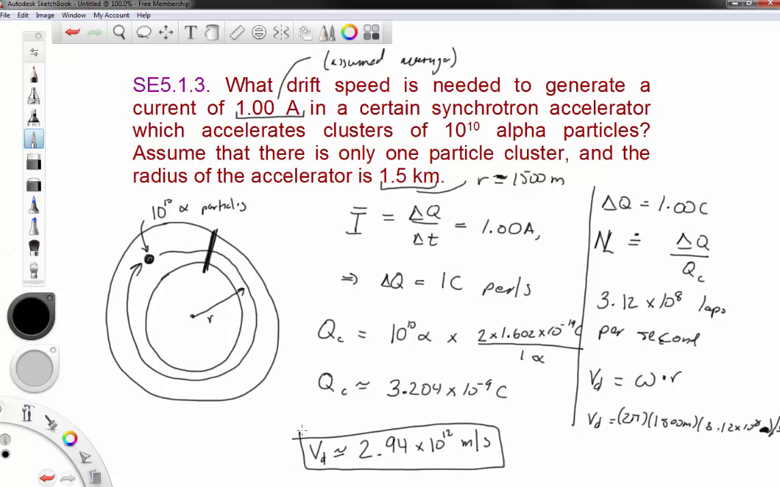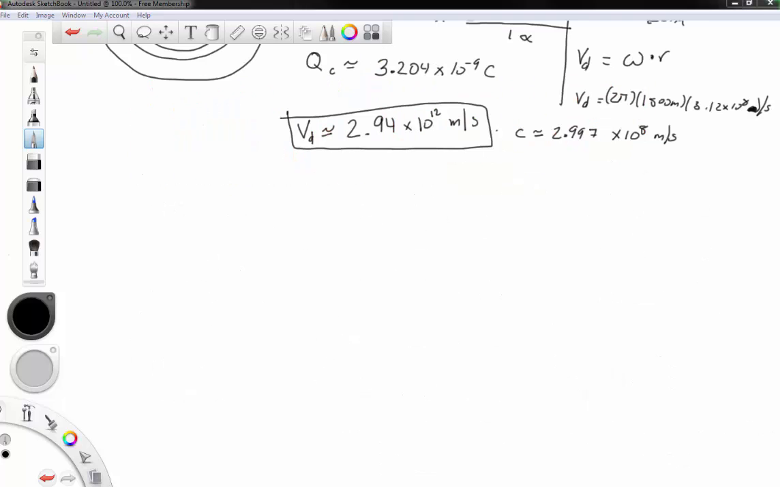So here's the thing about this speed that we just obtained. The universal speed limit, meaning the speed limit that you can't accelerate a particle to exceed by the known laws of physics, specifically by Einstein's relativity theory, is the speed of light in a vacuum, 2.997 times 10 to the 8 meters per second. So in other words, it's not possible with this configuration to generate 1.0 amps of average current.